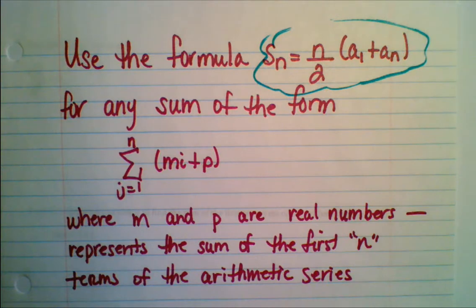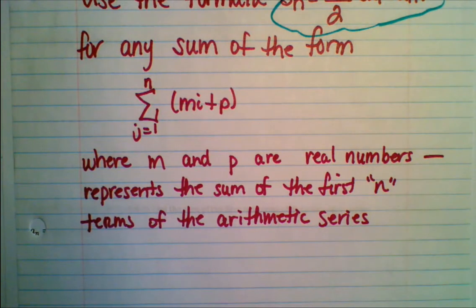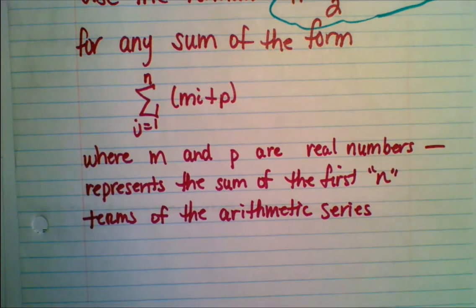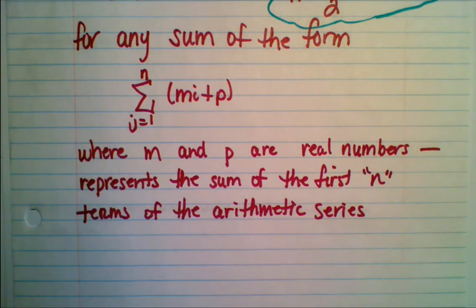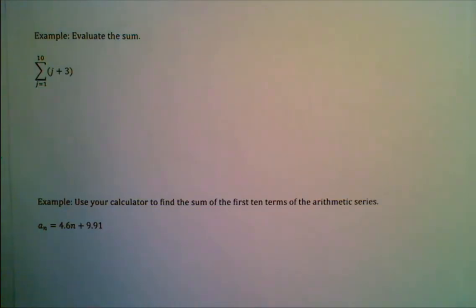So use this formula for any sum of the form, our summation here of mj plus p, where j goes from 1 to n, where m and p are real numbers, and it represents the sum of the first n terms of the arithmetic series. So first things first, as we evaluate this summation, we need to find the value of the first term and the last term.